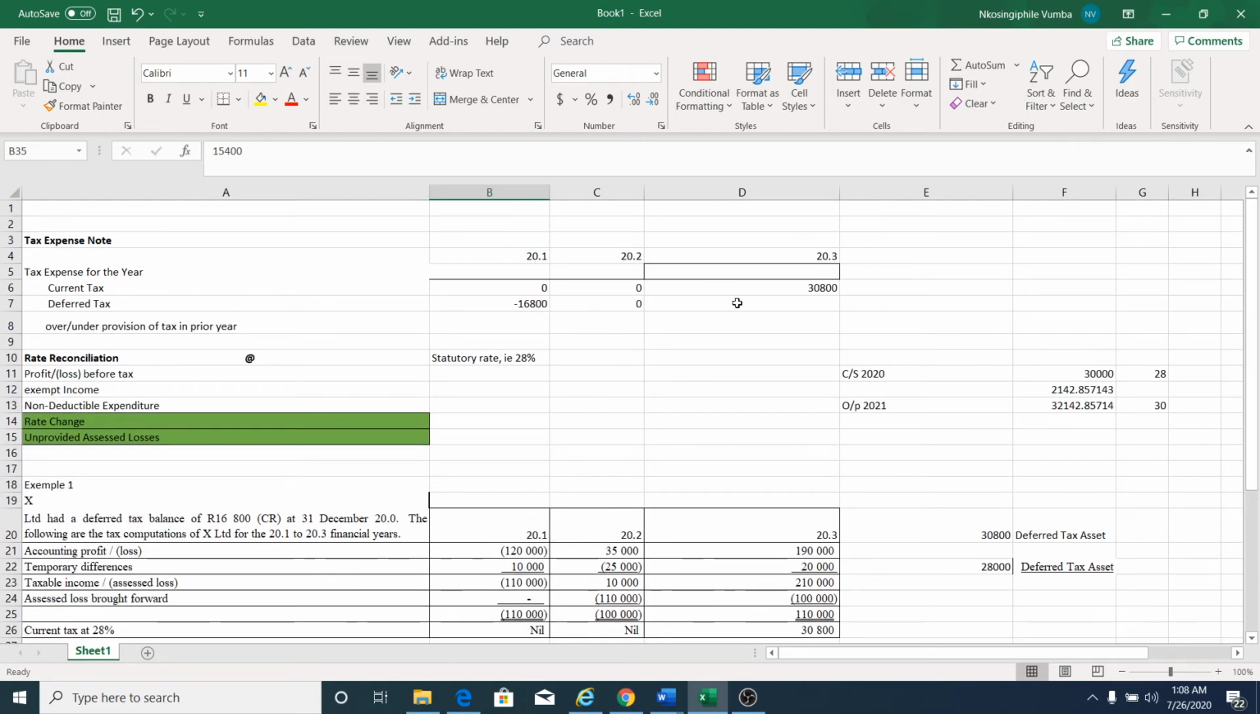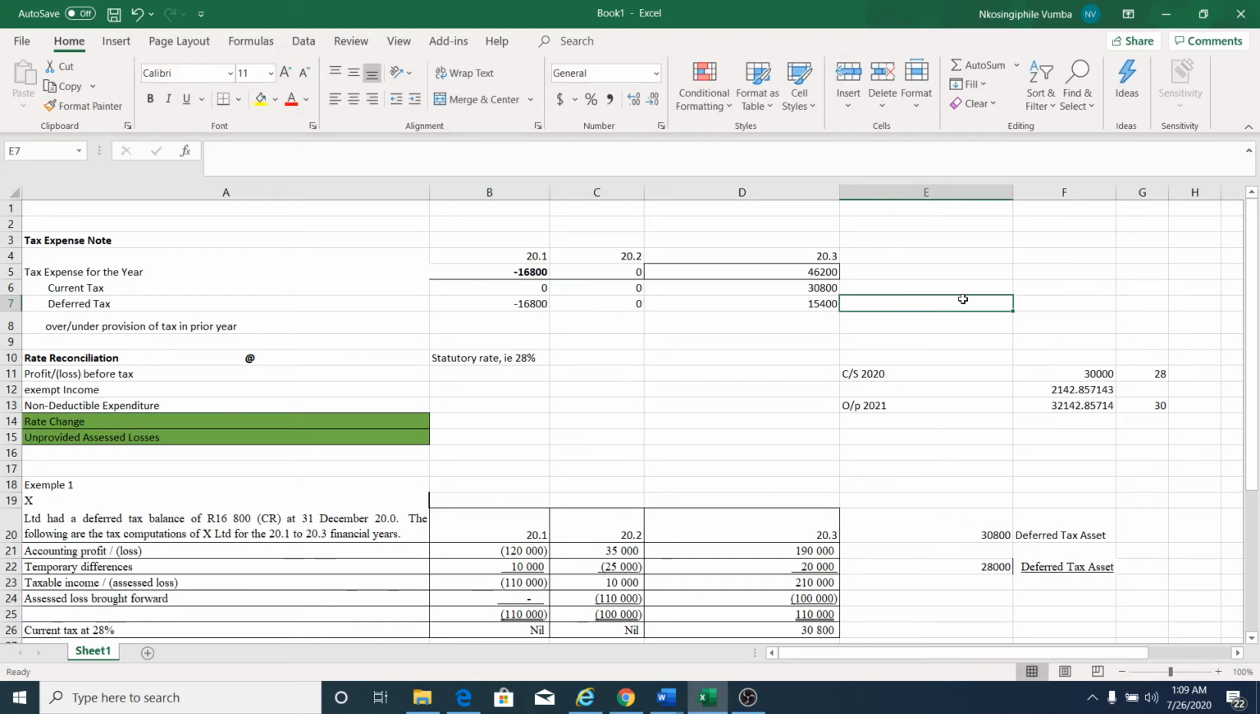We put it here. A deferred tax expense of how much? I forgot, how much was it? It's 15.4. So after this, we need to add those two things together. It should give you 46,200, and this should give you 0, and this should give you minus 16.8.